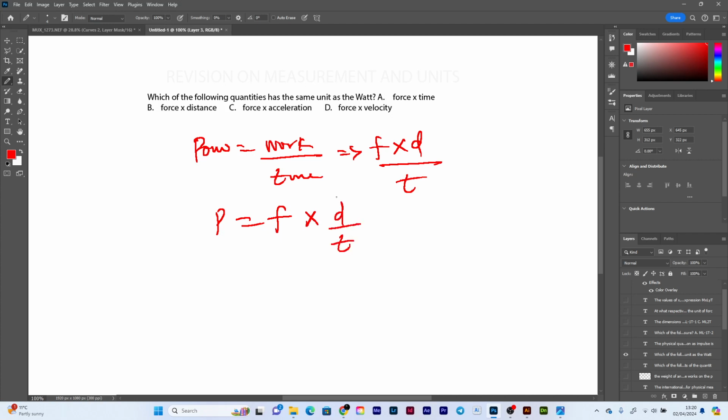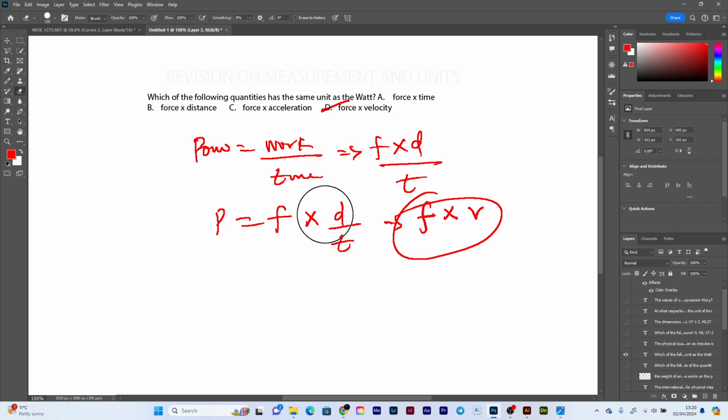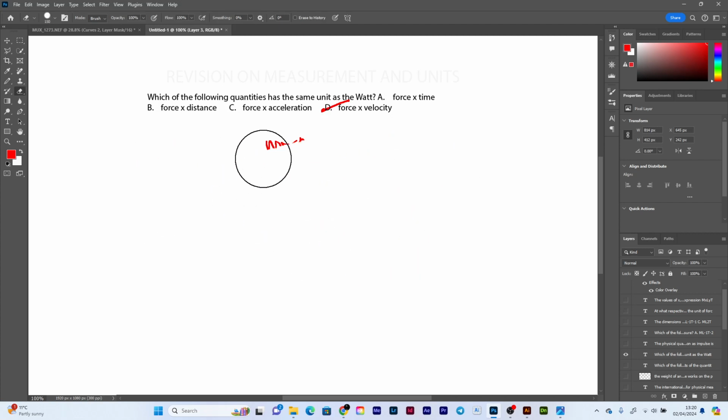And this distance here, according to the options, you can take it as what? Displacement. Am I making sense? And this is going to be F multiplied by velocity. So force times velocity is the same thing as what? Power. And that's option D. I hope you understand this. Cool. So if you do, that's going to be the right answer. Now let's move on to the next question.